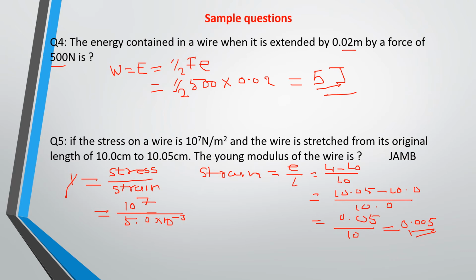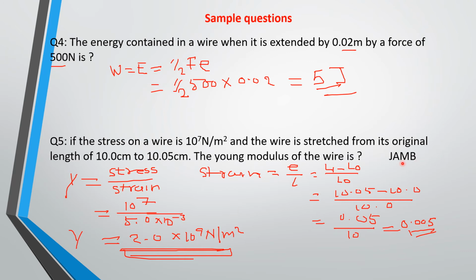Okay. So by the time you work this out with your calculator, you have that your Young modulus Y is equal to 2.0 times 10 raised to power 9 Newton per meter squared. Don't forget that Young modulus has the same unit as stress. So quite easily done, right?